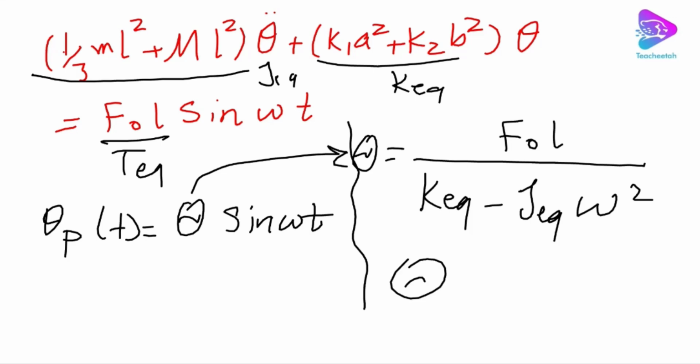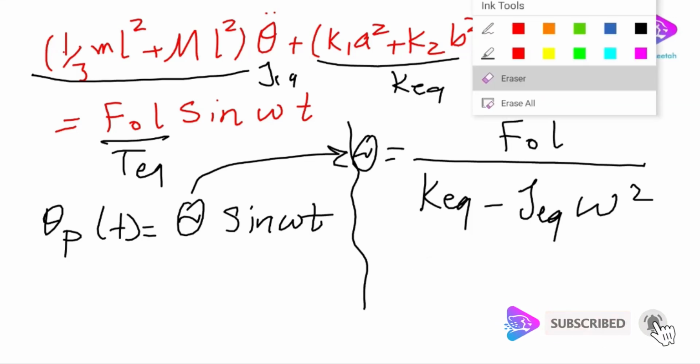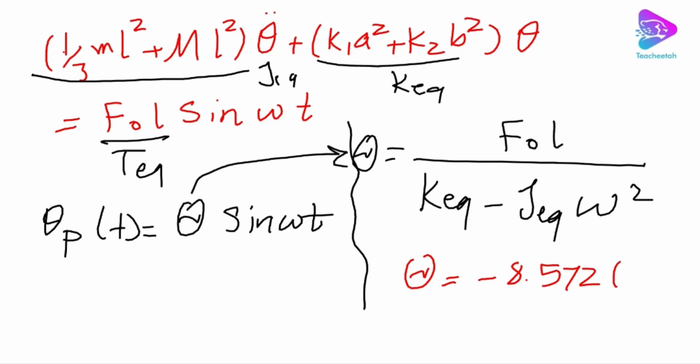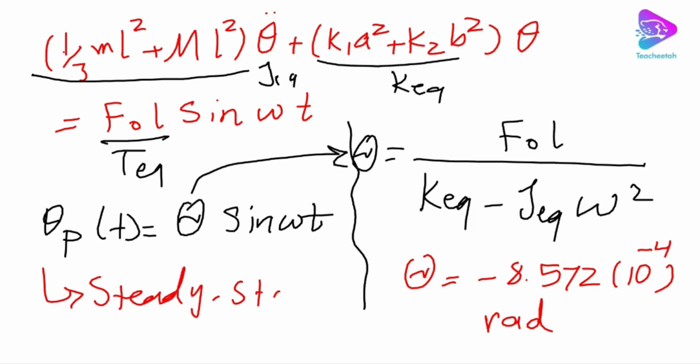If we plug in all the values, the amplitude, the capital theta, would be equal to minus 8.572 times 10 to the power of minus 4 radian, right? It's a tiny amplitude. So this is actually the amplitude, and we will be able to find the steady state response of this system. So that's all the examples we have for today.